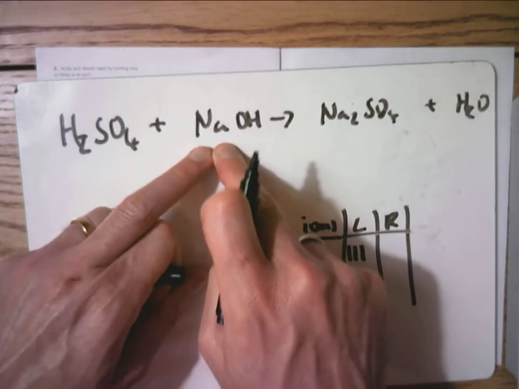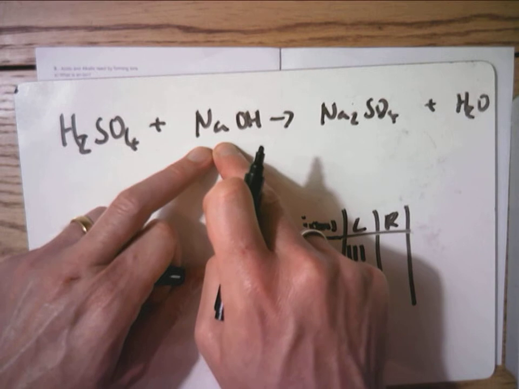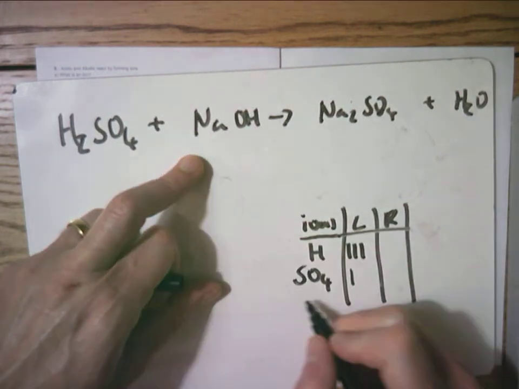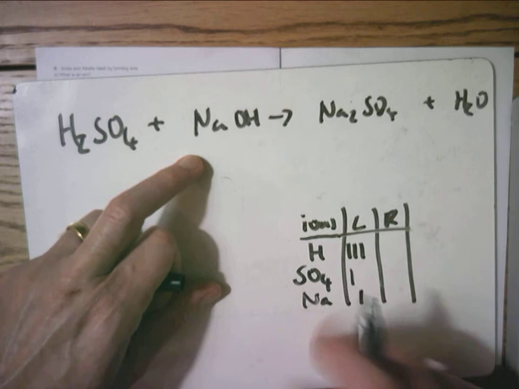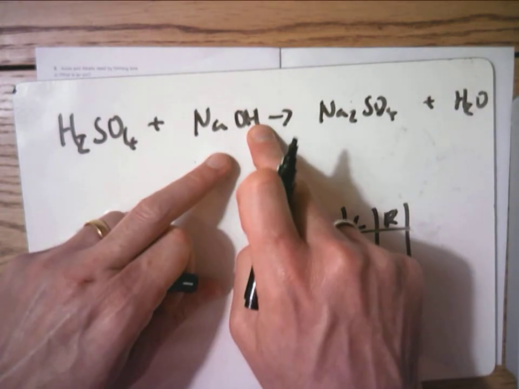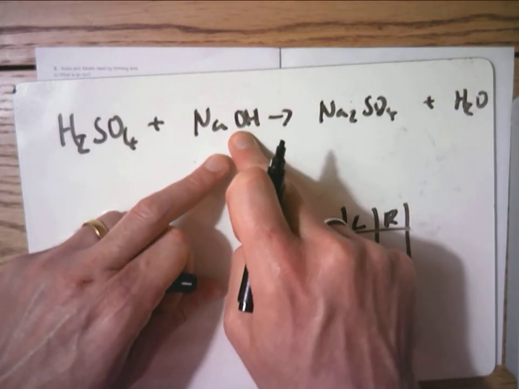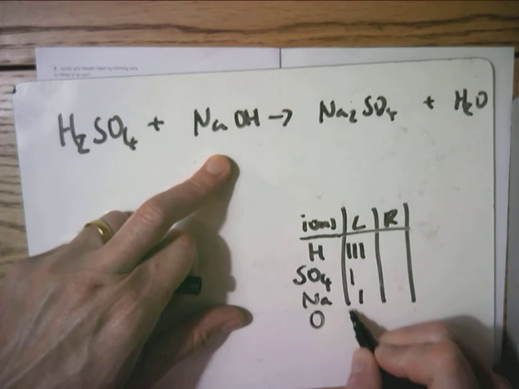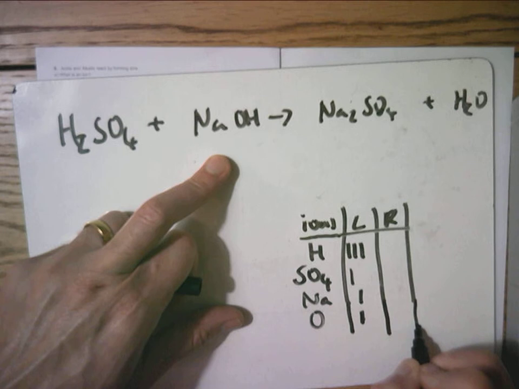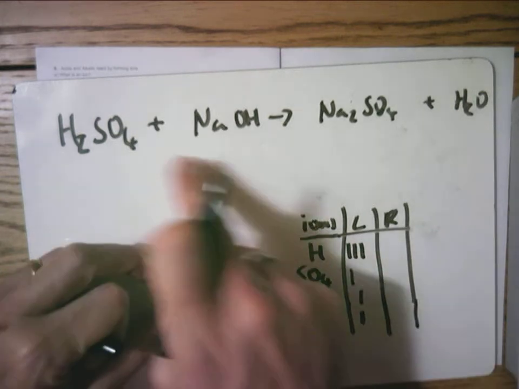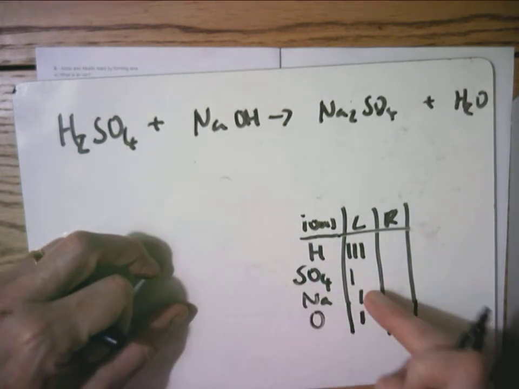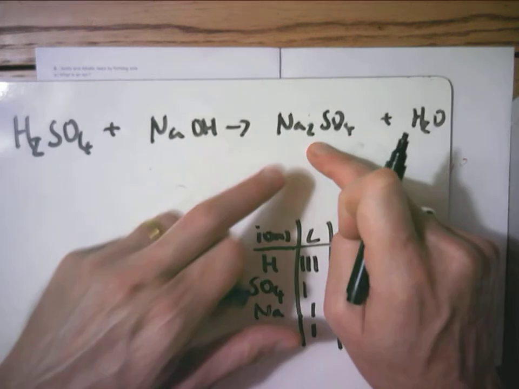Sodium, back to sodium. Sodium on the left-hand side of the arrow, I've got 1 sodium. I've counted this hydrogen, so that just leaves this oxygen, and I've got 1 oxygen. Right, so that's my count for the left-hand side of the equation: 3, 1, 1, 1.